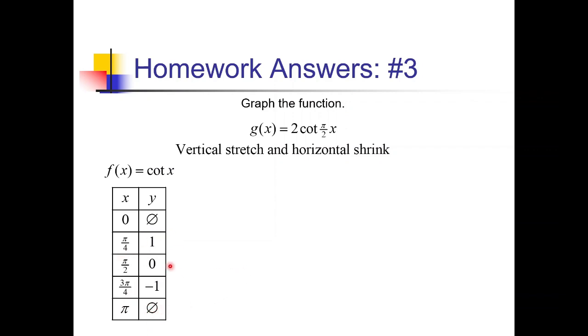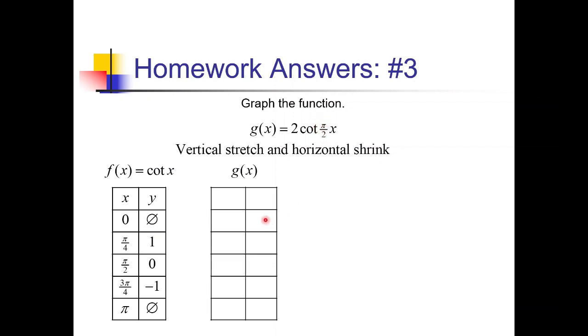So to modify all this for the g function, the pi over 2 inside here means we have to multiply the x values by 2 over pi, the reciprocal of that. And then for the 2 outside the function, we're going to do 2y to incorporate that vertical stretch. So let's do the x values first.